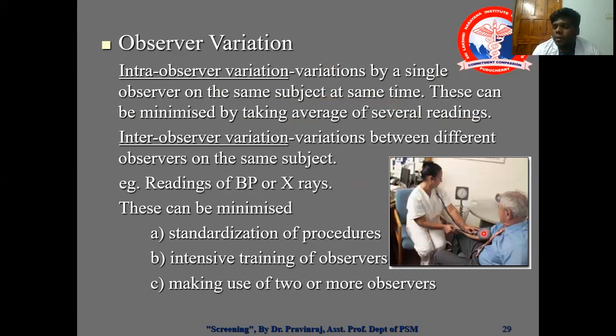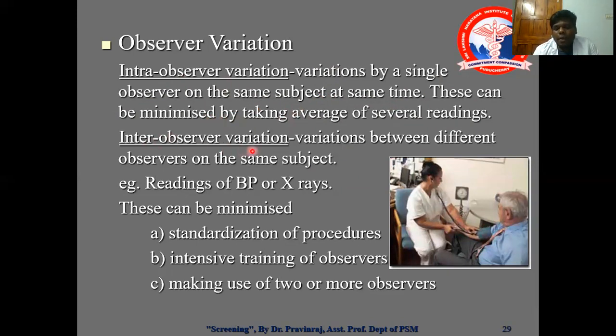Suppose today at 3 p.m. she is taking one reading. Tomorrow again at 3 p.m. she is taking the same reading on the same hand with the same measurement, everything. But there are some differences coming. By taking the average, we are able to minimize that error.